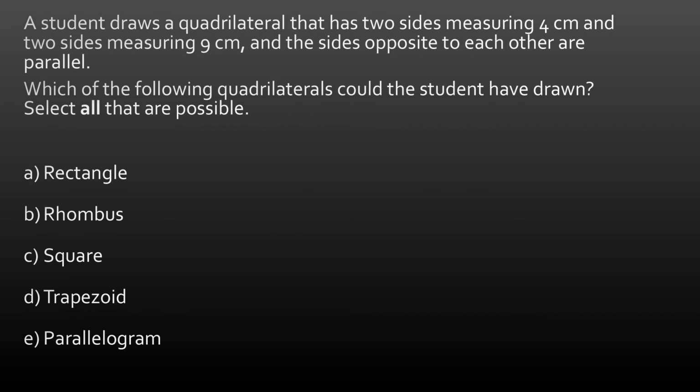Next question says that a student draws a quadrilateral that has two sides measuring 4 centimeters and two sides measuring 9 centimeters. The opposite sides to each other are parallel. Which of the following quadrilaterals could the student have drawn? Well, I know that two sides are 4 centimeters, and the other two sides are going to be 9. Here are my 4 centimeters, 9, and I know that these are going to be parallel.